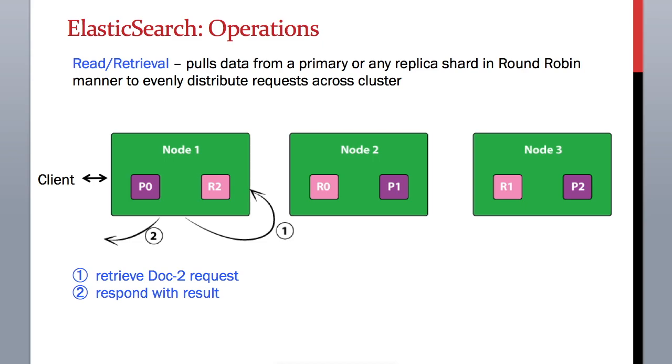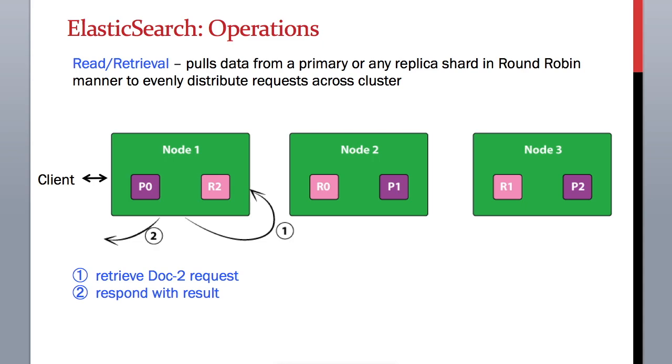Now let's say the client has sent a request to retrieve a document which is on shard 2. Now shard 2 has its primary on node 3 and its replica on node 1. Since node 1 has received this request, it is the originating node in this case.